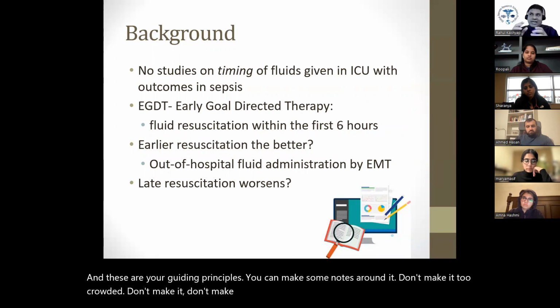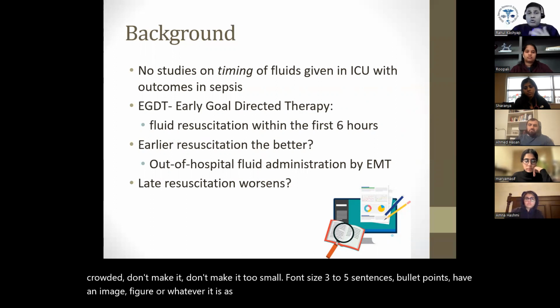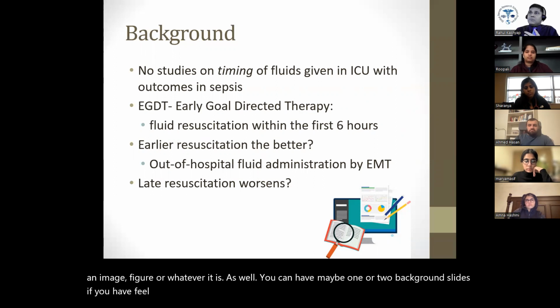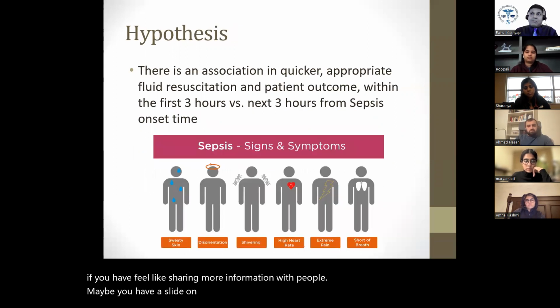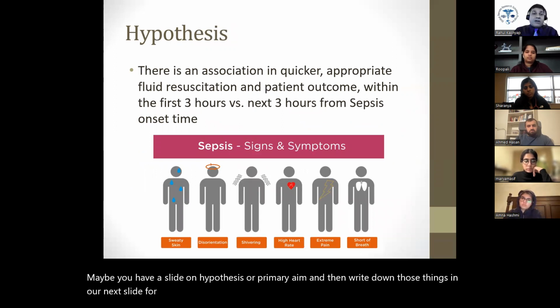Don't make the font size too small. Use 3 to 5 sentences or bullet points, and have an image or figure as well. You can have maybe one or two background slides if you feel like sharing more information with people. Maybe you have a slide on hypothesis or primary aim, and then write down those things in the next slide. Put a figure and image around it.